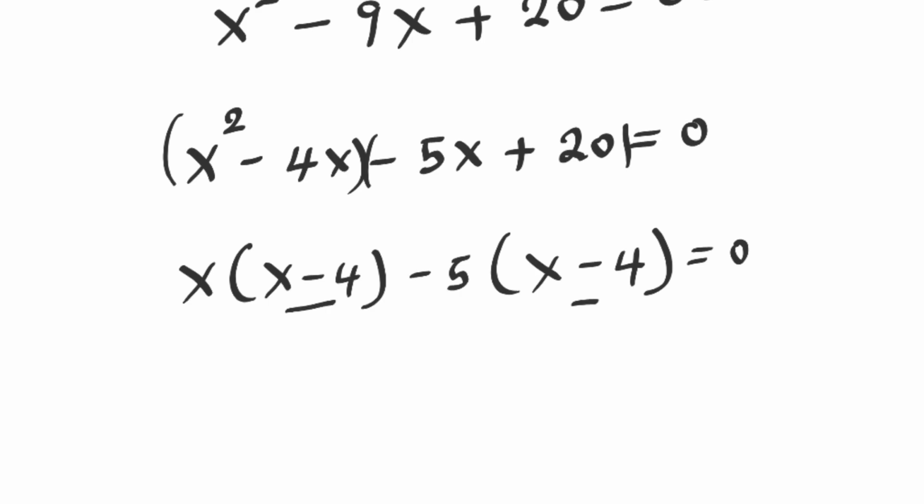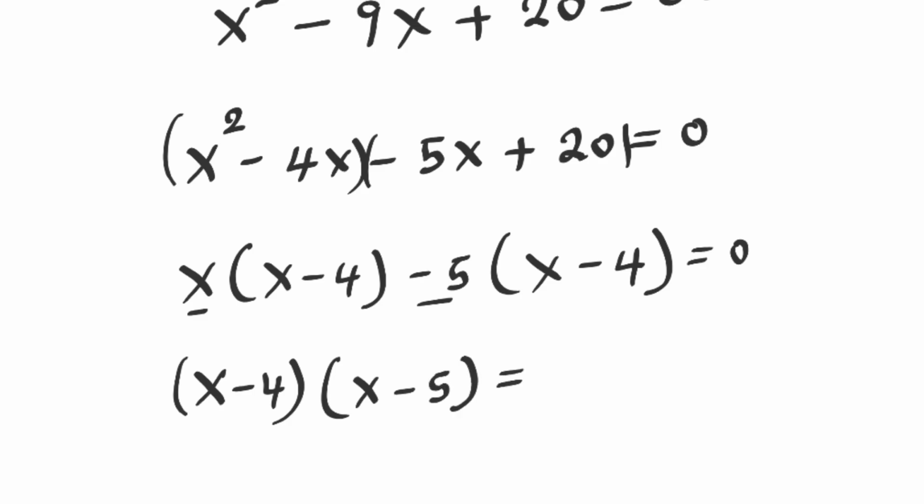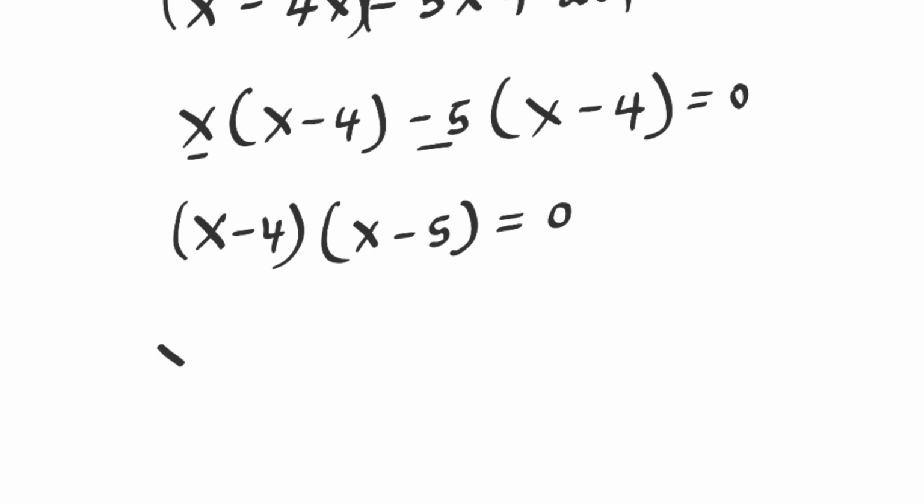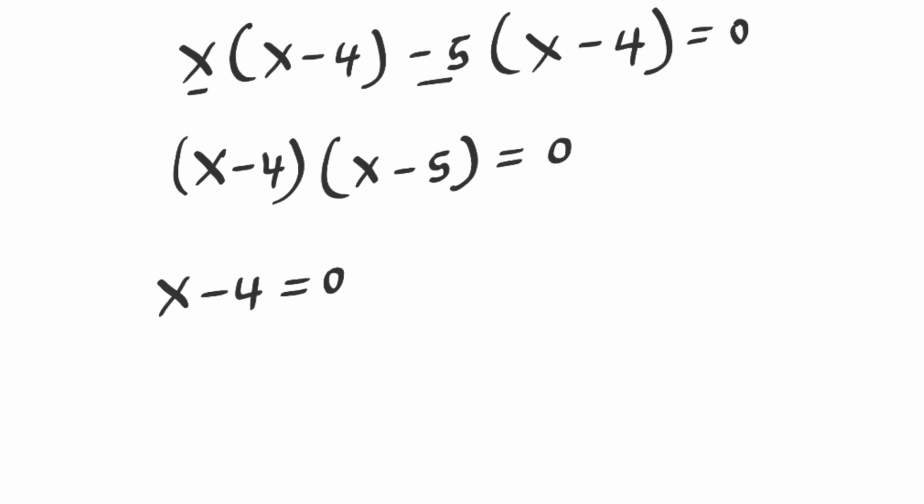Here x minus 4 is common. Let's break it out. We have x minus 4 bracket x minus 5 is equal to 0. There are two cases here. The first case is x minus 4 is equal to 0. Therefore, x is equal to 4.